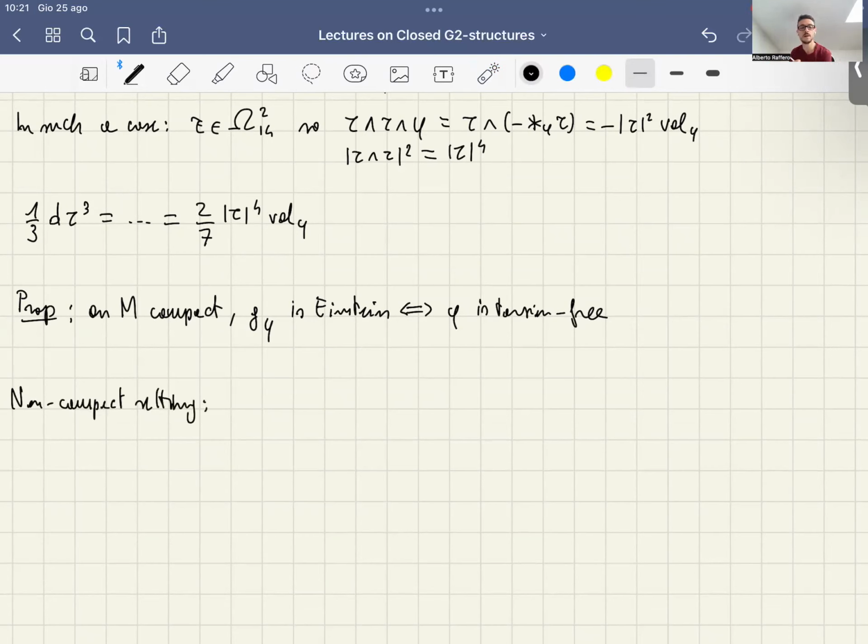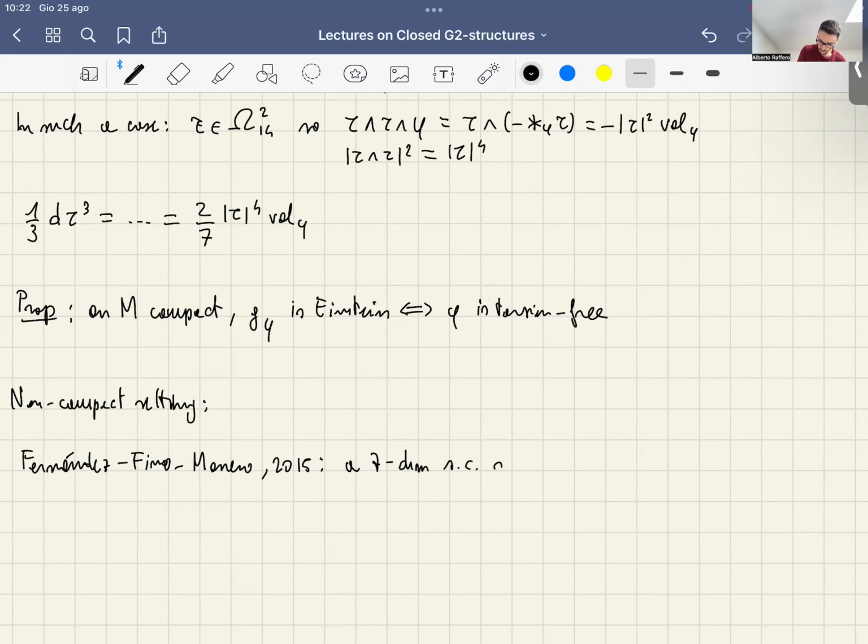In the non-compact case, we know something in the homogeneous setting. And in particular, this was proved by Fernández, Fino, and Manero in 2015. What they proved is that if you consider a simply connected solvable Lie group of dimension 7 endowed with a left invariant closed G2 structure, then the induced metric also in that case can't be Einstein unless the G2 structure is torsion-free.